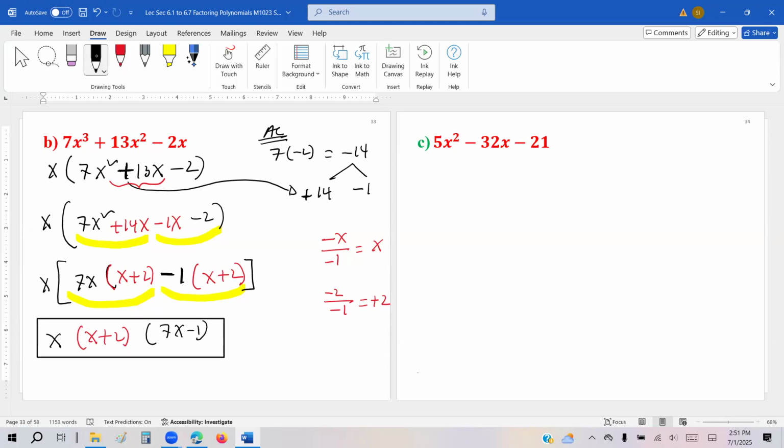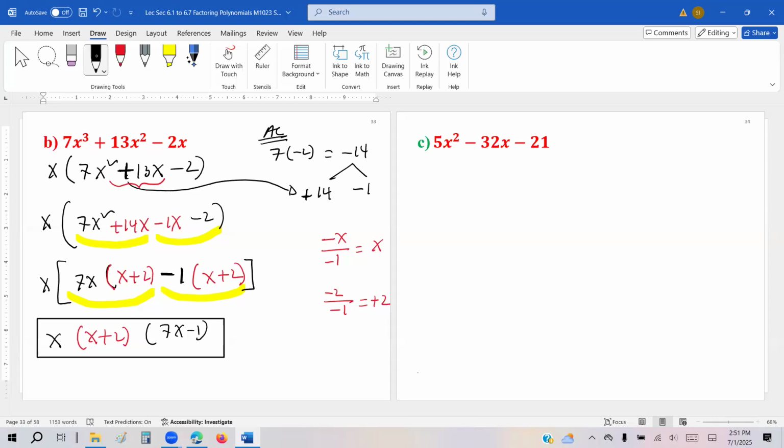This is called the AC method. If you don't factor out first, that means you have something here that's a square, x squared and x. So this is the normal AC method. Now let me show you a weird AC method.